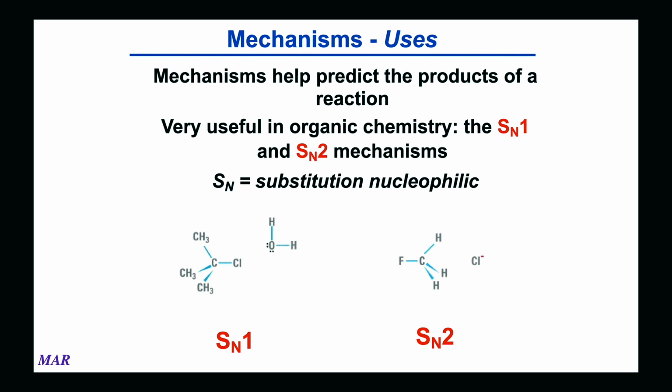You'll see more SN1 and SN2 material in organic chemistry, as well as some elimination mechanisms, the E1 and E2, and lots of other different things. Very, very useful when it comes to higher parts of chemistry.